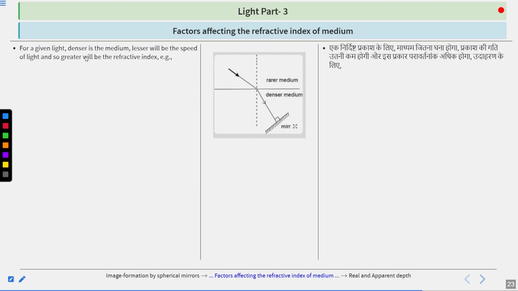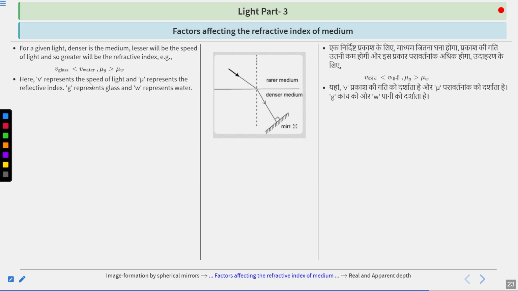For a given light, the denser the medium, the lesser will be the speed, and the greater will be the refractive index. For example, the speed in glass is lower than the speed in water. So mu g is higher than mu water, because glass is denser than water. So in glass, the speed of light will be lesser, and automatically the refractive index of glass will be higher.